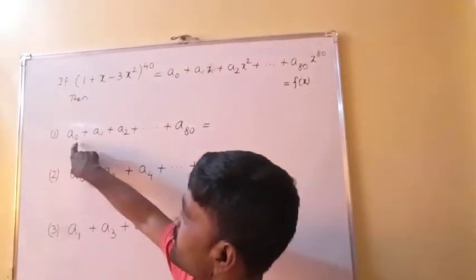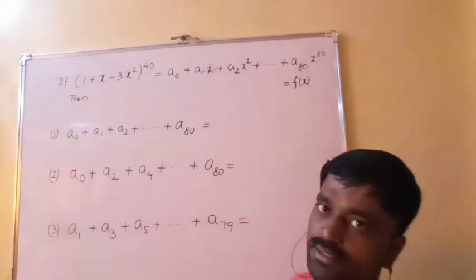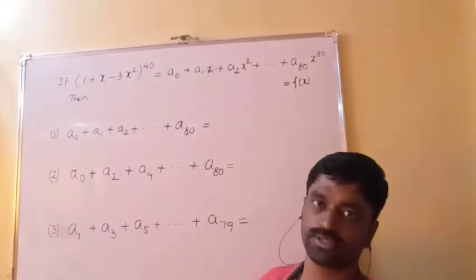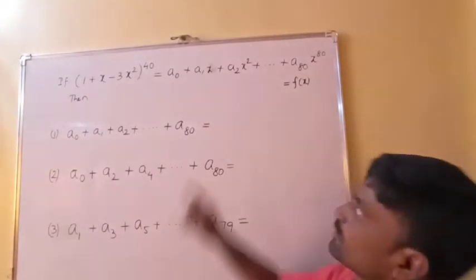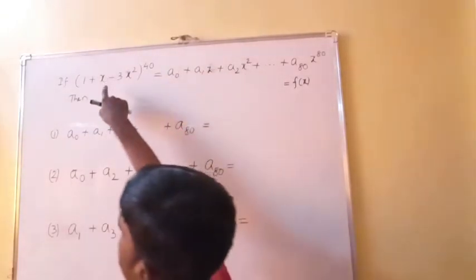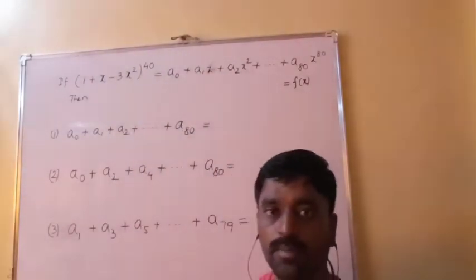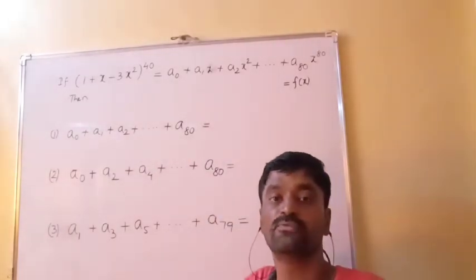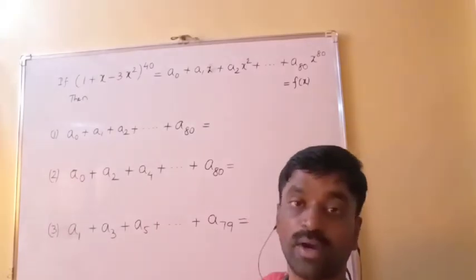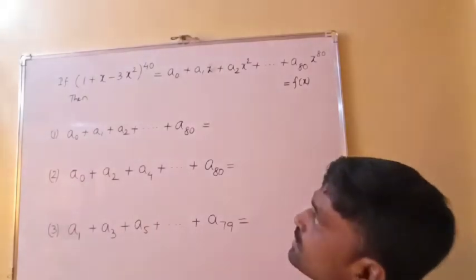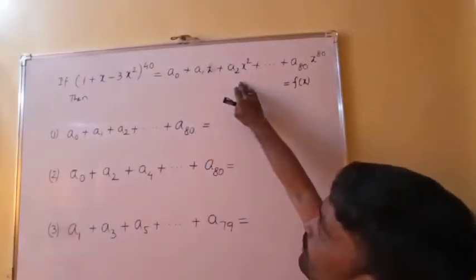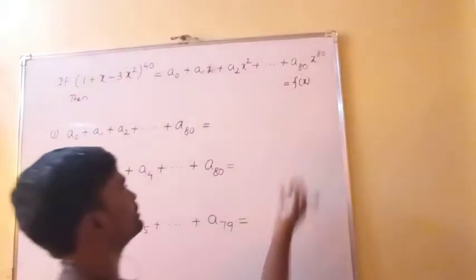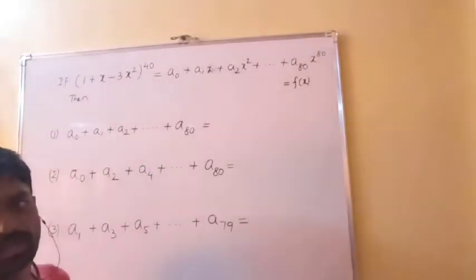Then the first question they are asking: a0 + a1 + a2 and so on up to a80. So a0, a1, a2 and so on up to a80 represent coefficients only, the coefficients in the expansion of this trinomial. So according to the first question, they are asking to find the sum of the coefficients. So the sum of the coefficients in this polynomial is the same as the sum of the coefficients in the expansion of this trinomial, which is the same as the sum of the coefficients in f(x).